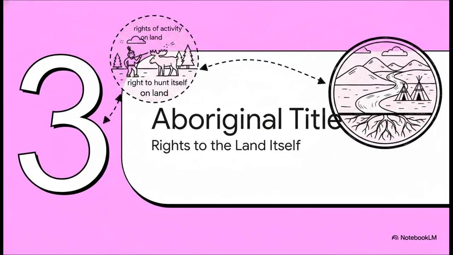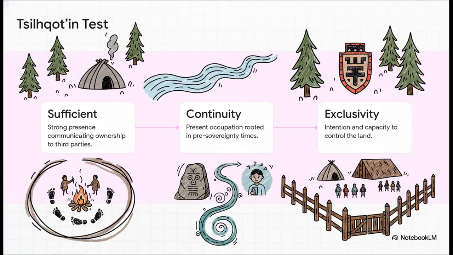All right, Part 3, the Aboriginal title test. So, proving a right to do a specific activity is one thing, but proving Aboriginal title, which is the right to the land itself, that is a massive hurdle. Enter the Tsilhqot'in Nation case. This gave us a critical 3-step framework, and yes, this is prime exam material. First up is sufficient occupation, meaning a strong presence that clearly communicates ownership to third parties. Second is continuity. The present occupation has to trace back to pre-sovereignty times. And third is exclusivity, meaning they had the intention and capacity to retain exclusive control of the land at the time of European sovereignty.